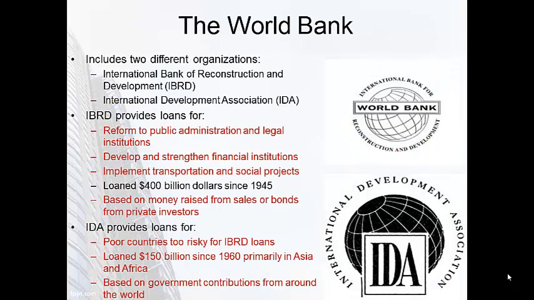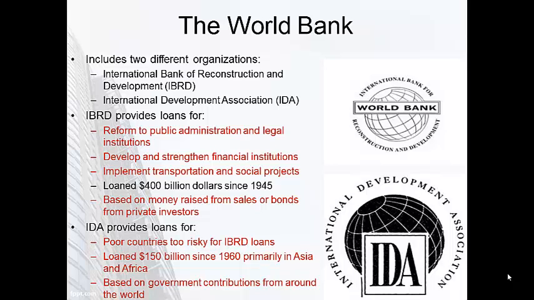All right, let's talk about the World Bank real quick. It actually includes two different organizations, the International Bank of Reconstruction and Development, or IBRD for short, and the International Development Association, or IDA. Now, the IBRD provides loans for reforming public administration and legal institutions, developing and strengthening financial institutions, and implementing transportation and social projects. There's their infrastructure right there. And all this money is raised from sales of bonds to private investors. Since 1945, $400 billion has been invested into LDCs.